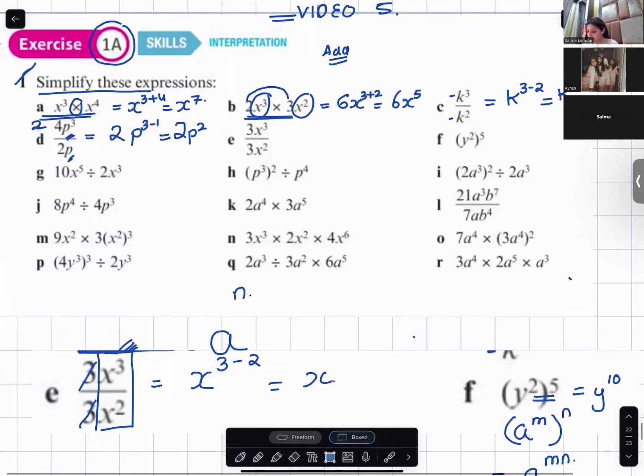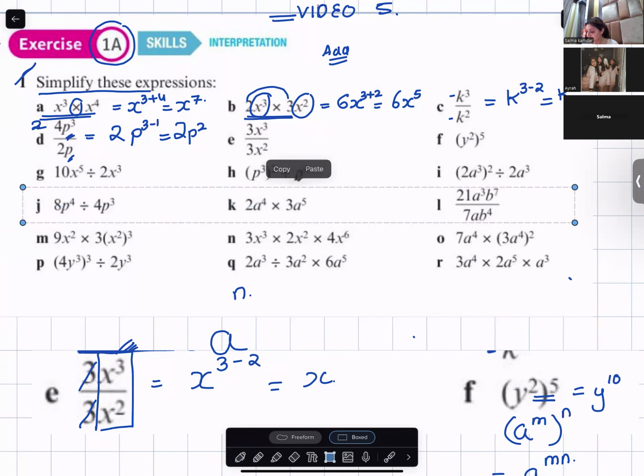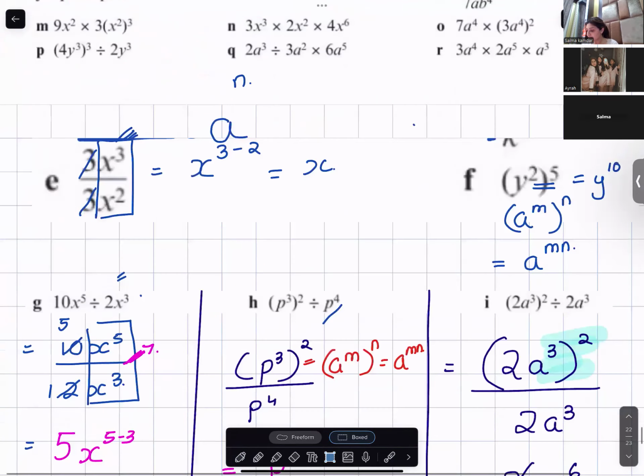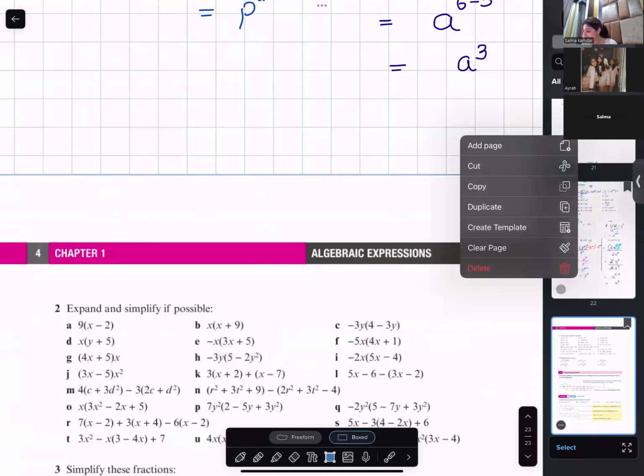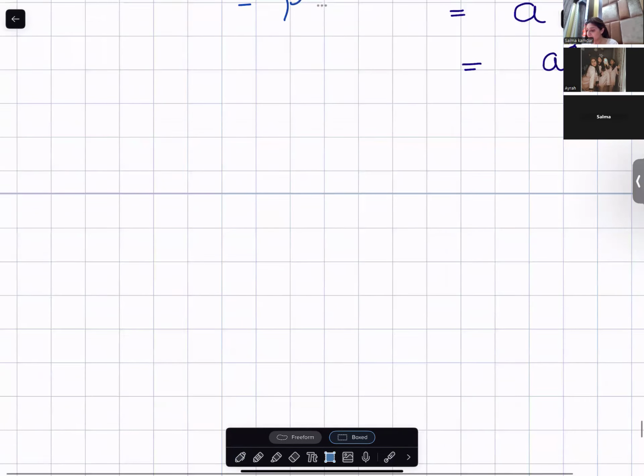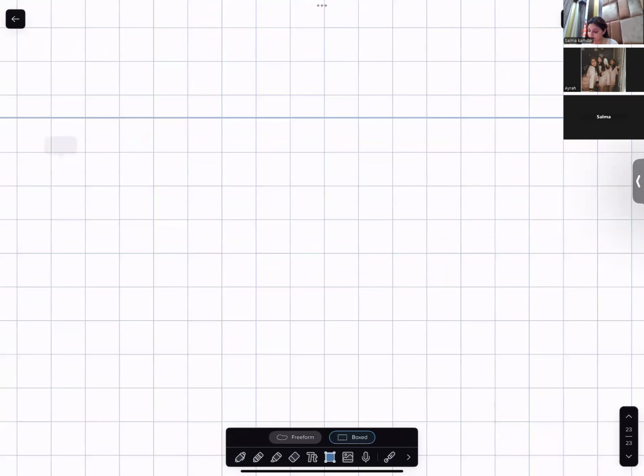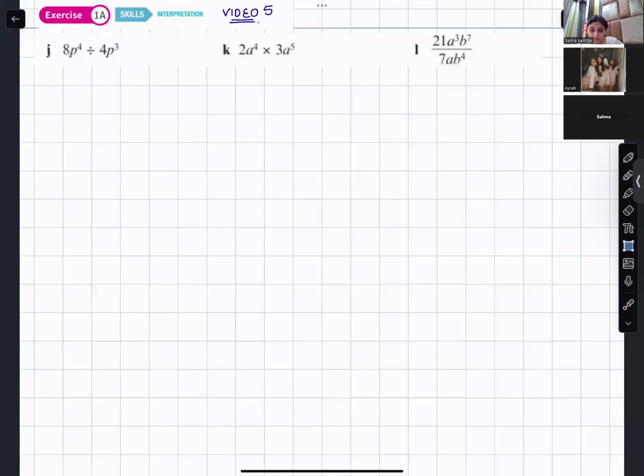We can do the next 3 sums yourself. You can pause the video, try doing the sums yourself, and then go back and see the solution. Let's go to the next part.